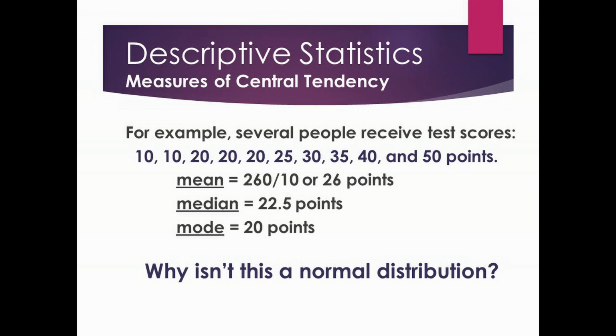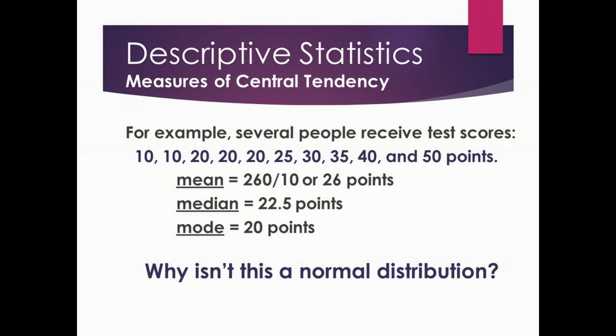So how do you do this? For the mean, you add up all the scores and divide by the number of scores. So 10 and 10 is 20, and 20 is 40, 60, 80, 105, 135, 170, 210, 260. So my total for all these 10 scores is 260. Then you divide by 10, the number of scores, and you get 26 points. That's your mean.